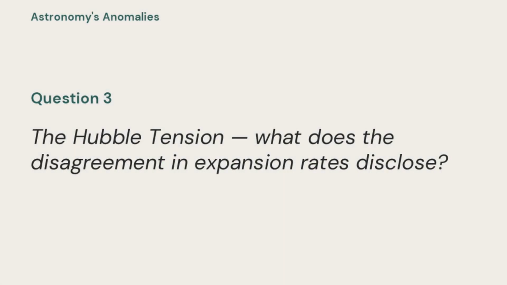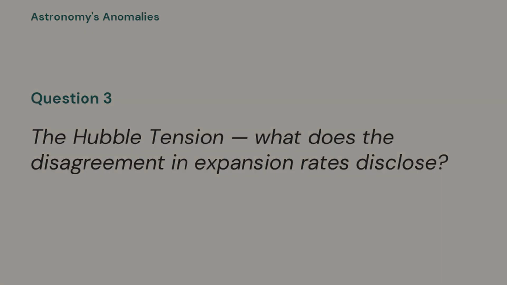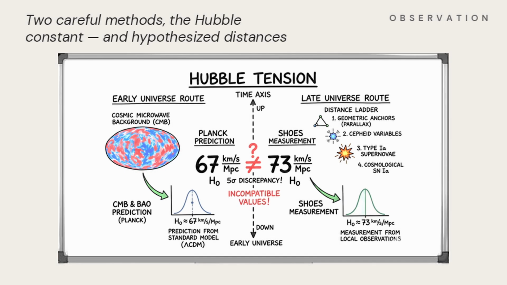Question 3. The Hubble Tension. What does the disagreement in expansion rates disclose? The Hubble parameter, H0, describes the current rate at which the universe is expanding. Two independent methods of measuring it return different values, and the disagreement has persisted through decades of careful refinement.